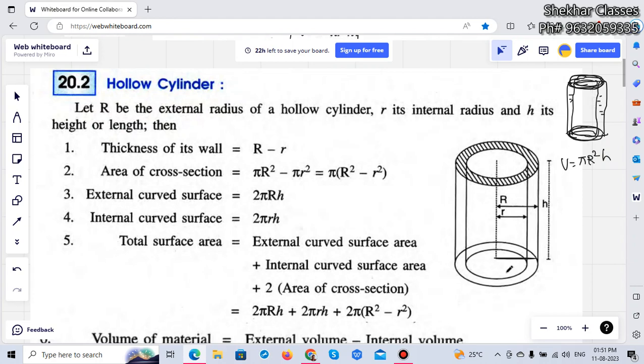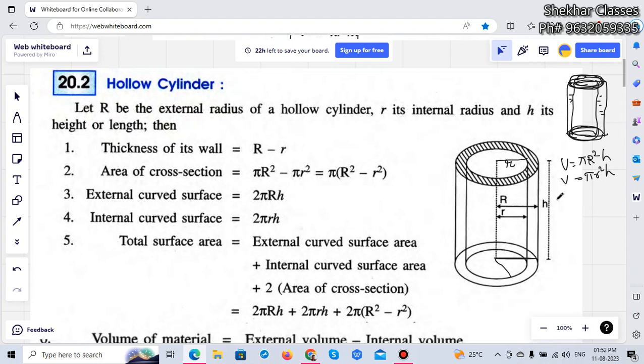Now the one where you have made a hole, with this particular radius, you will find the volume of the smaller cylinder which was made as a hole. So what is this radius here? Radius is small r, fine. So the volume of the smaller hole is V equal to pi small r square h. This part was removed from the bigger one.